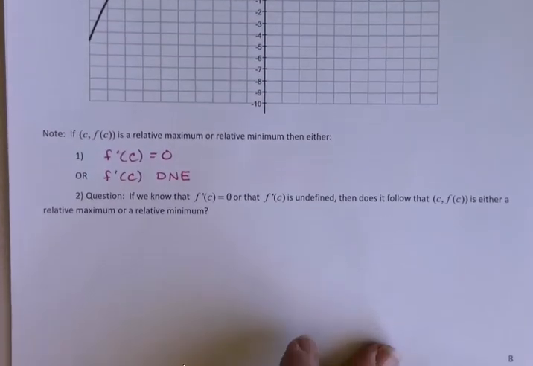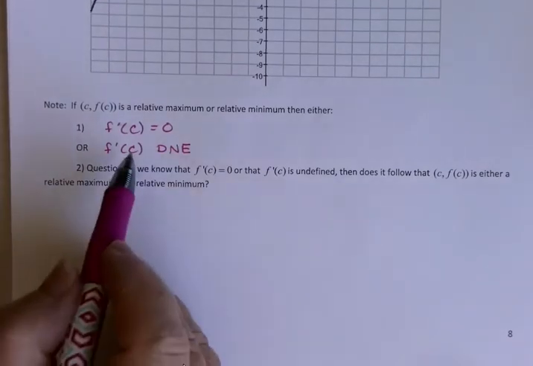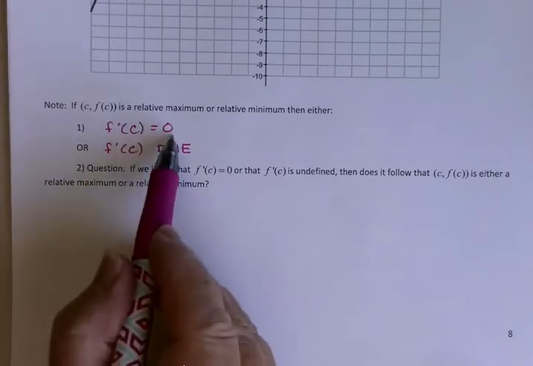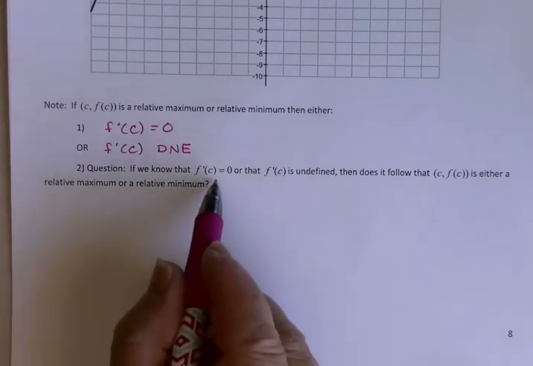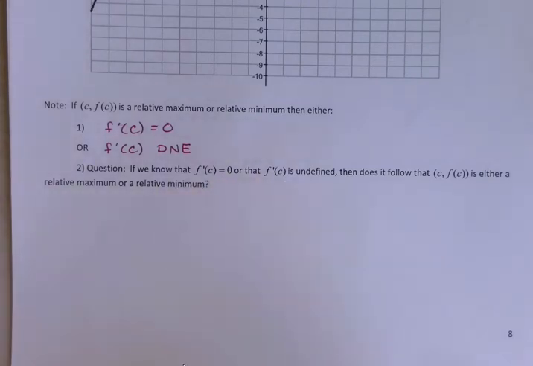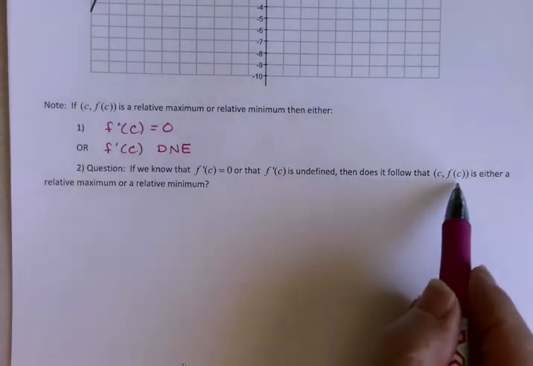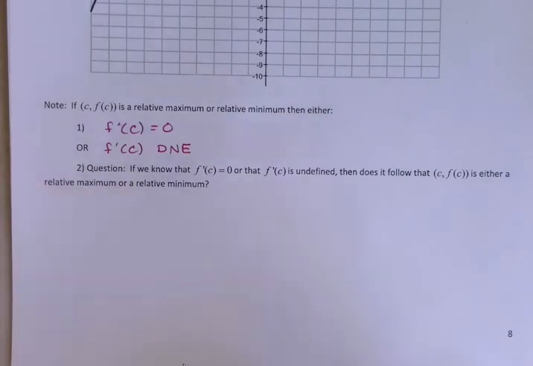That's how we're going to identify points as sort of candidates to be a maximum or a minimum, is by looking for points that we're going to call critical values, where the derivative is 0 or where the derivative fails to exist. That leads me to my next question. Suppose that we know that a derivative is either 0 or fails to exist. Does it necessarily follow that our point is either a relative max or a relative min? I'm actually going to say no to that one.